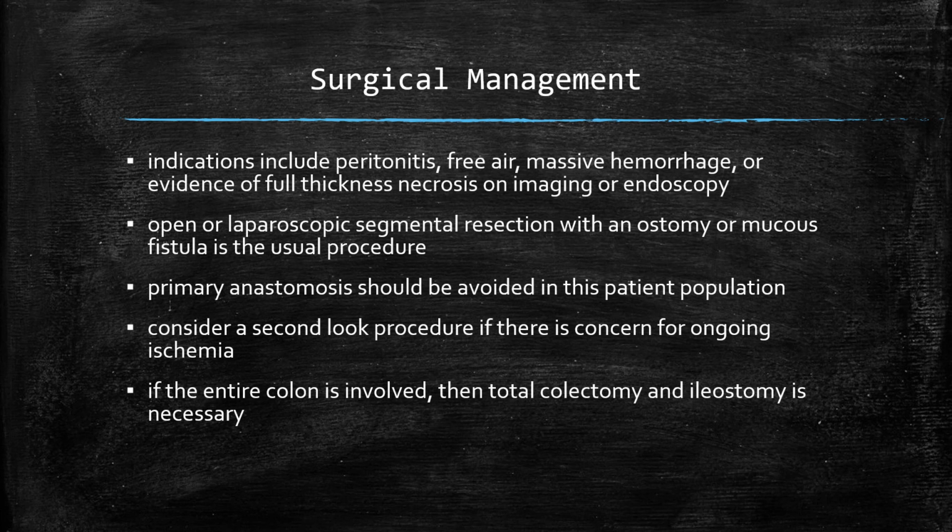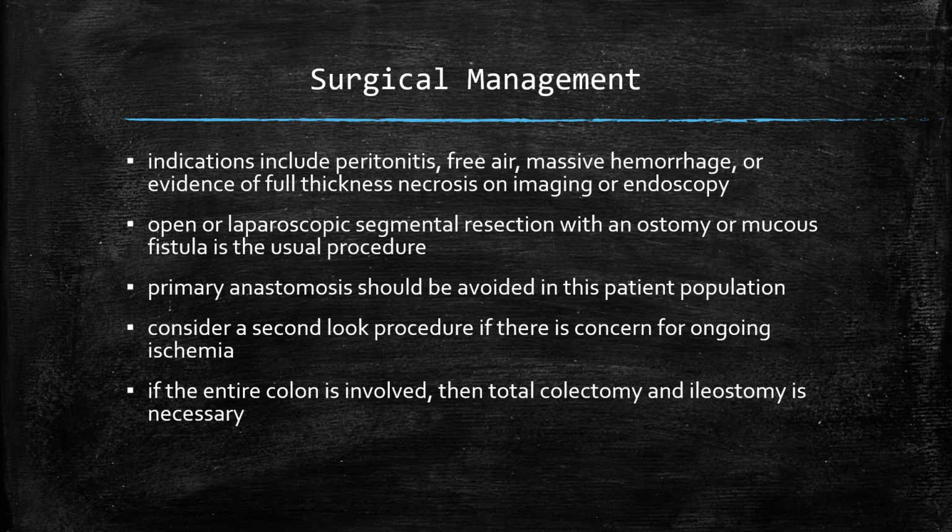The typical indications would be an acute abdomen, any free air seen on imaging, massive hemorrhage, which is unlikely, or any evidence of full thickness necrosis on imaging or even by endoscopy. Your typical operative approach will be segmental resection of the ischemic area. This could be done open or laparoscopically, depending on your skill set. In almost all cases, these patients will require an ostomy and either a mucus fistula or a Hartmann pouch. A primary anastomosis should almost never be considered in this patient population.